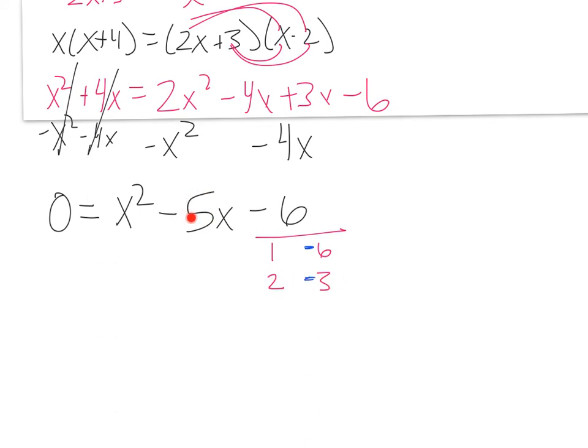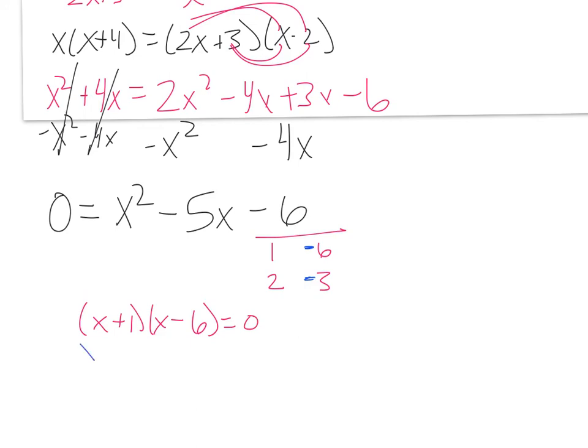That's not what I'm looking for. They both cannot be negative because I'm looking to multiply to get a negative number. Here, this gives me a negative number. That gives me a negative 5. So that factors to be (x plus 1)(x minus 6) is equal to 0.